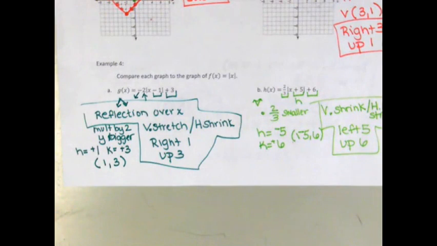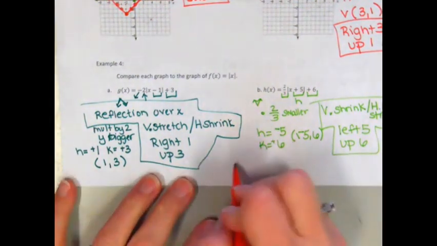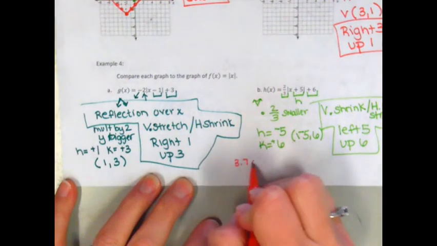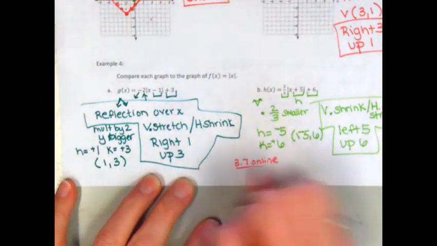Okay. Is that as bad as you guys thought it was? No, a little bit. That's annoying a little bit. Yeah. You hit this a lot in Algebra 2 too. Okay. So again, you have the 3.7 online. Hopefully it's open. It should be open.